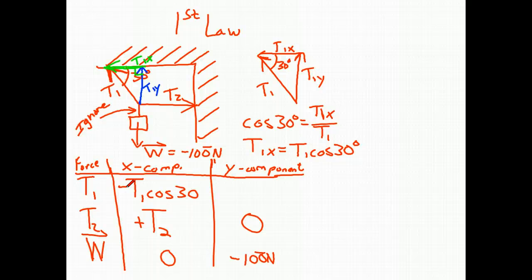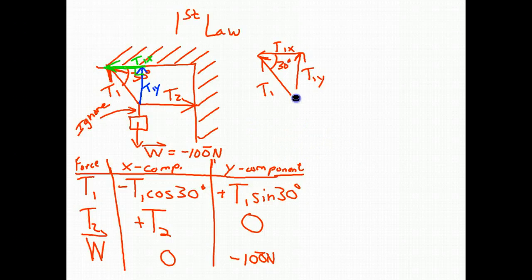All right, let's look at the y component now. We can do the same type of stuff we did for the x, but let's not, okay? If cosine goes with the x, then sine must go with the y. So T1 sine of 30 degrees. And that's actually positive because it's pointing up. All right, we have a nice table here.